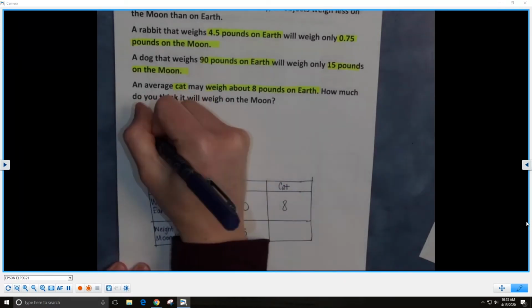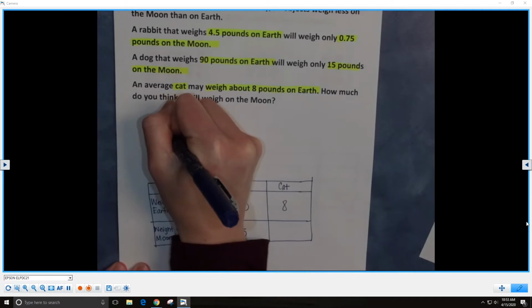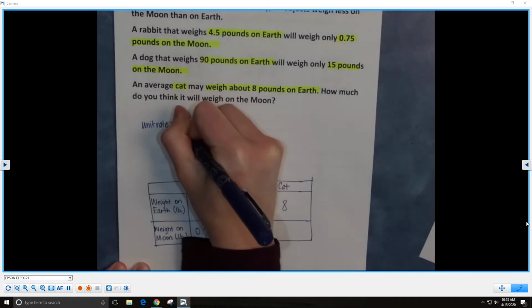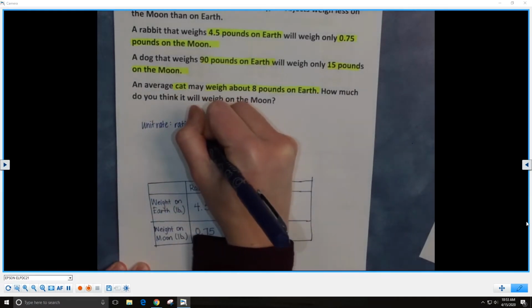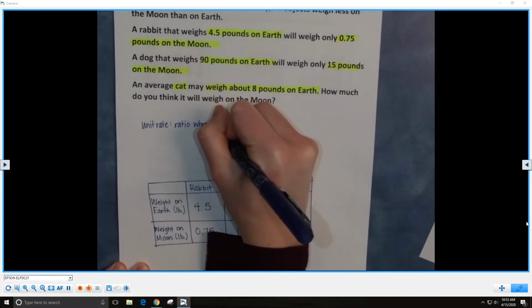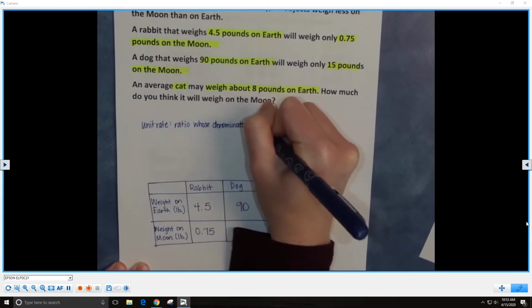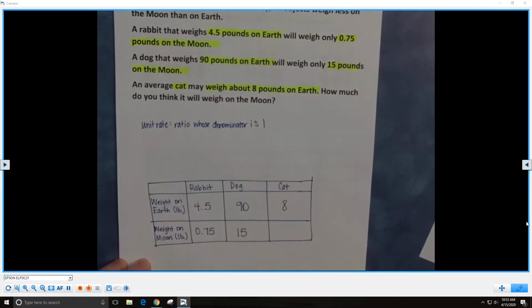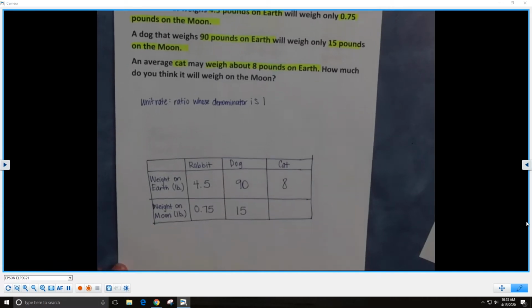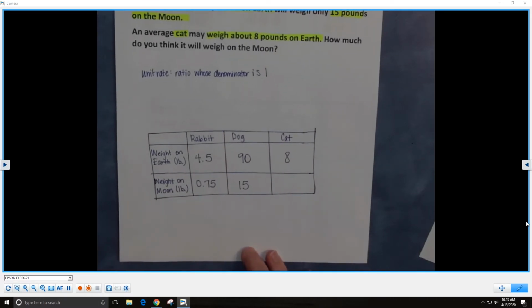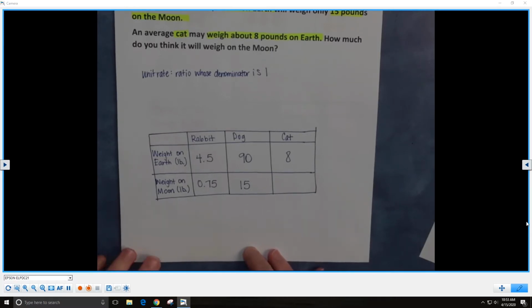Well, recall that a unit rate is a rate or ratio whose denominator is 1, and remember that a denominator is the bottom number in the fraction. So if we can make ratios and then find unit rates, we can solve this problem. Do you remember how to do that? Well, let's look at the information that we've been given in the table to set up those ratios and create unit rates. So we can set up a ratio with weight on Earth to weight on the moon.